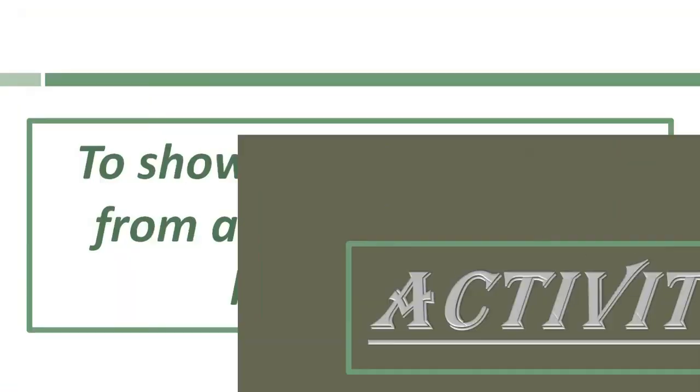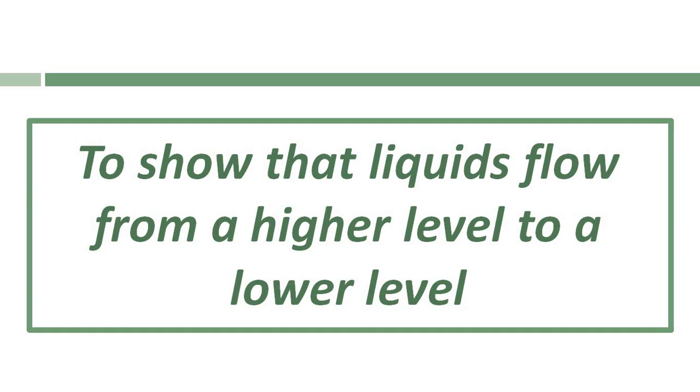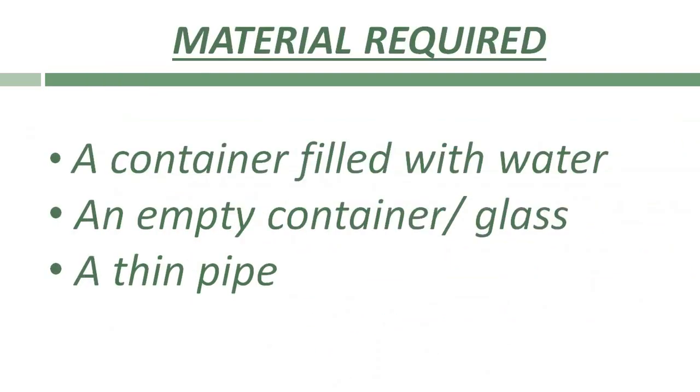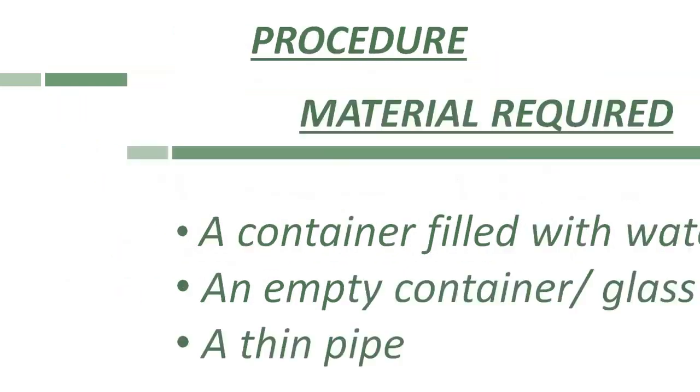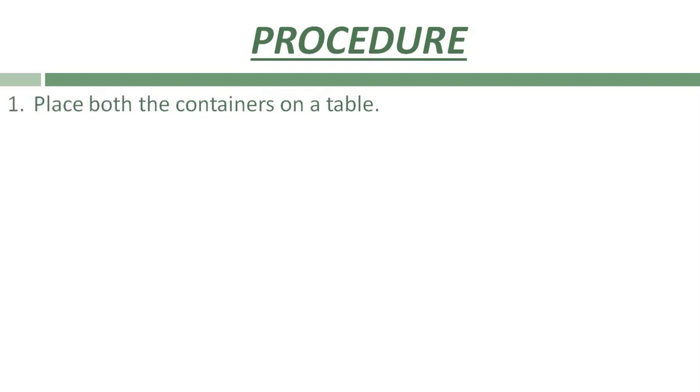Another activity is to show that liquid flows from a higher level to a lower level. For this experiment, you need a big container filled with water. You can even use a big jar or a big jug. Second, an empty container, or you can even use a glass. Third, you need a thin pipe. Now the procedure is to place both the containers on a table.